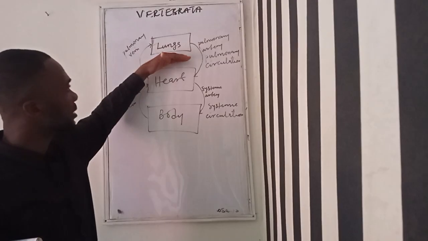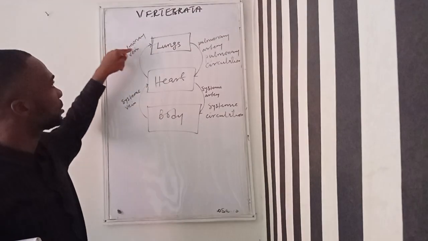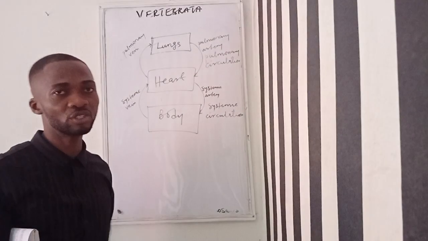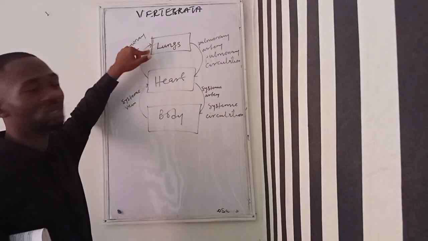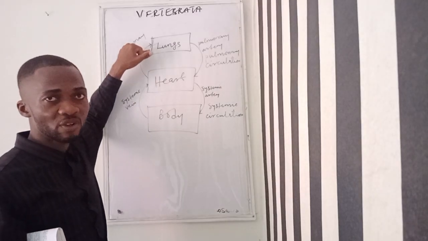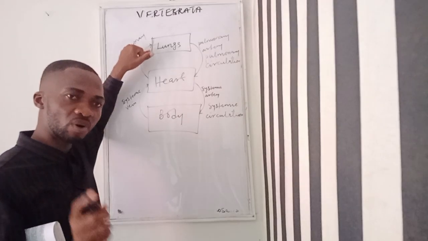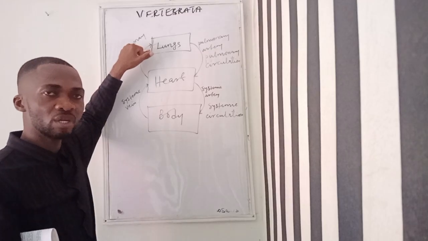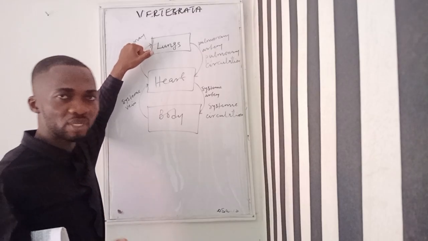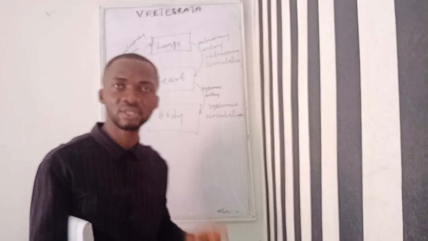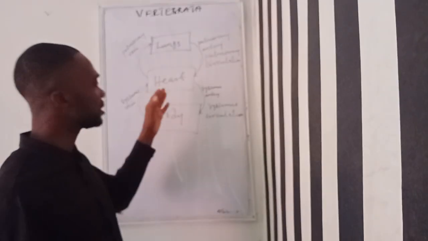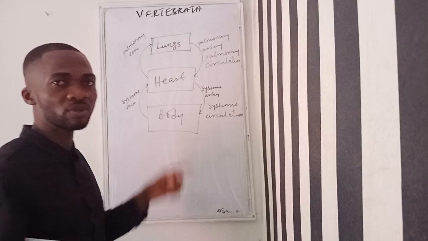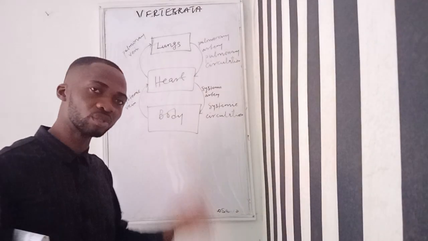Then the second one is what is called the pulmonary circulation. It has to do with the lungs. So this blood is now pumped into the lungs, and the essence of pumping blood to the lungs is for oxygen to be loaded into the blood. When the heart pumps into the lungs, it becomes oxygenated. That means oxygen is loaded into it.